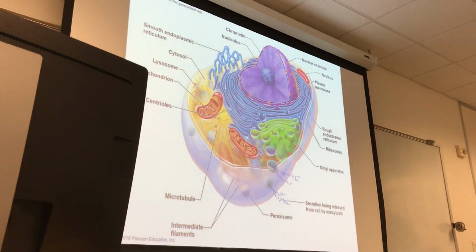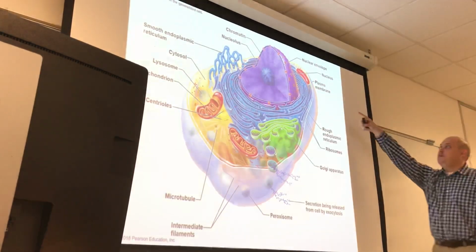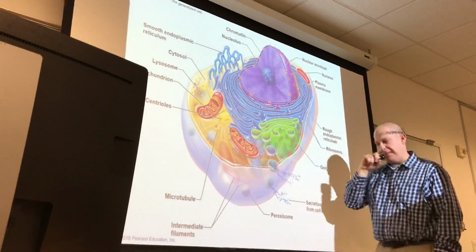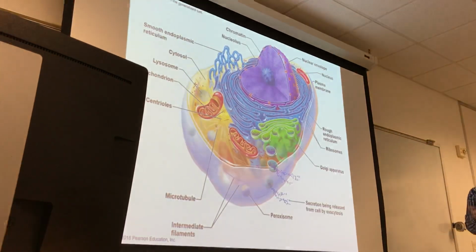So when we take a look at the mitochondria, we can see one up here in red, a couple of them right here as well. Mitochondria produce ATP.